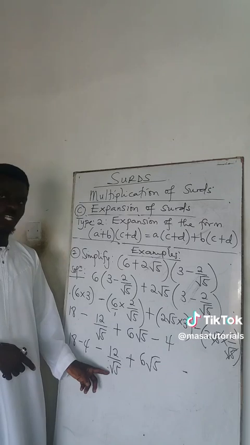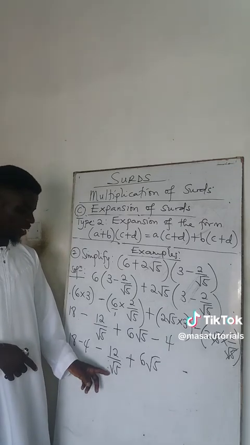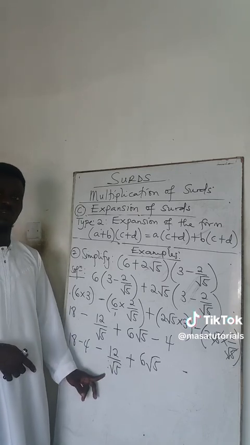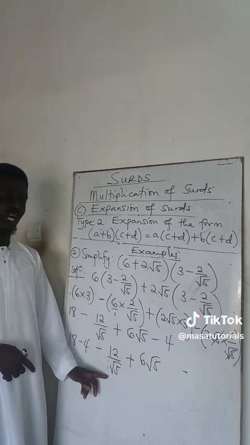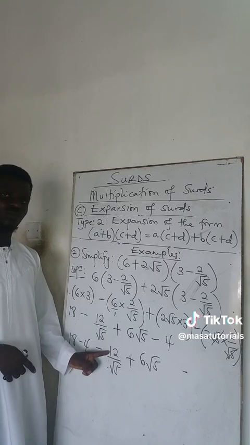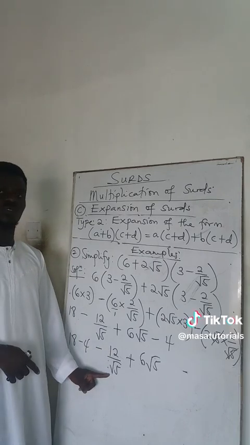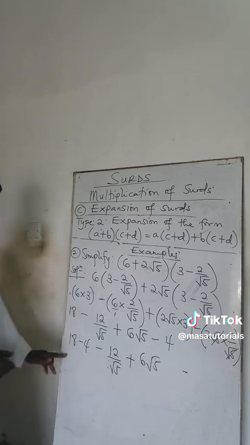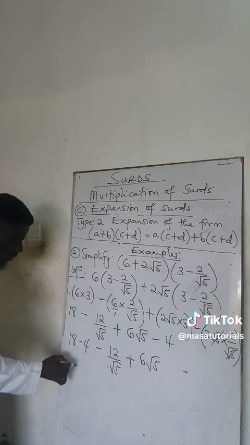So if you want to rationalize the denominator of this surd, what do we see here? The denominator, what do we see? We see square root of 5. You use this square root of 5 to multiply 12, then use it to multiply square root of 5 again. So use it to multiply 12 and square root of 5. 18 minus 4, we obtain that is 14.